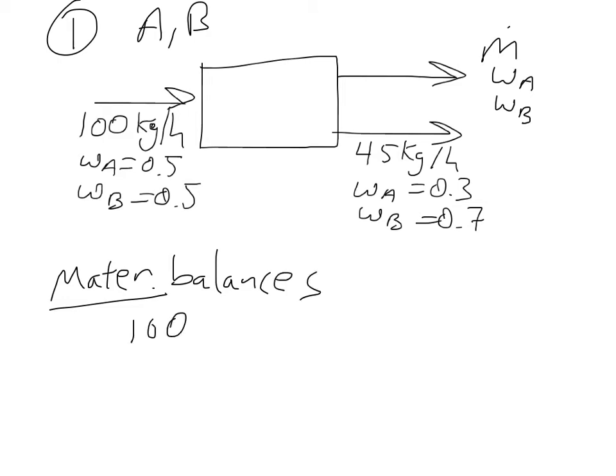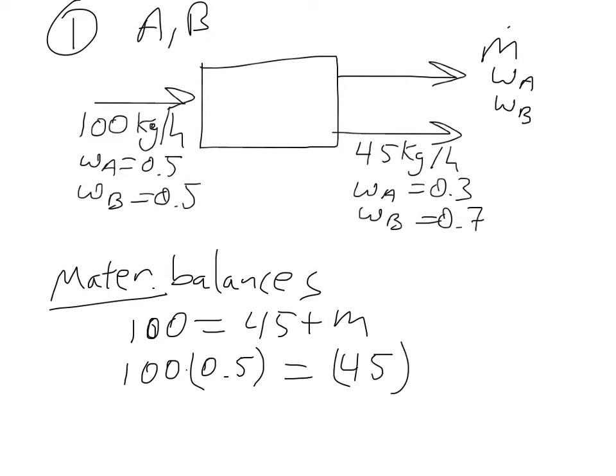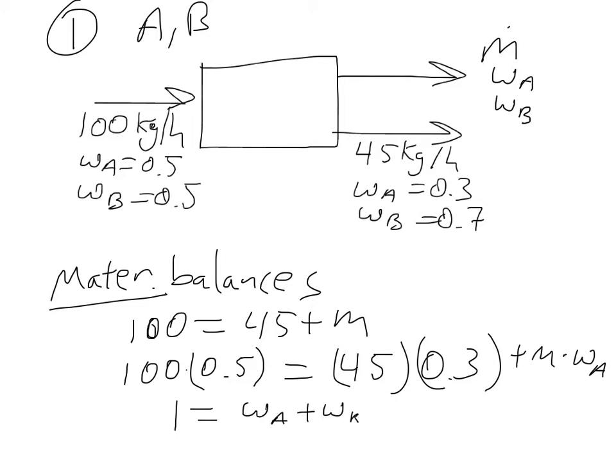I can write out my total balance. That's my total balance right there. I can write out a balance on A. Let me just write this here. So that's my material balance on A. The third equation that I'm going to use is 1 is equal to WA plus WB. So those are the three equations that we're going to use to solve for our three unknowns. And this is what we typically have been doing a lot of times in class. So that's our first method.